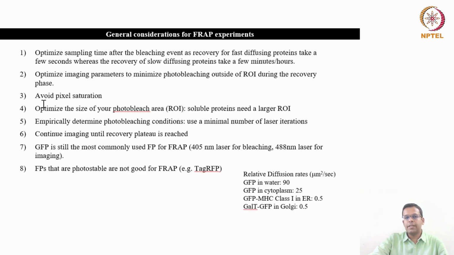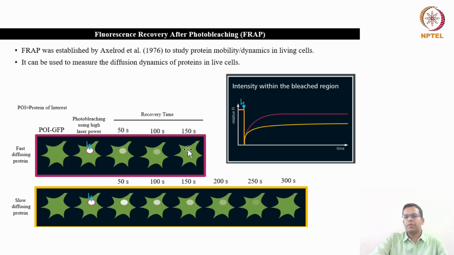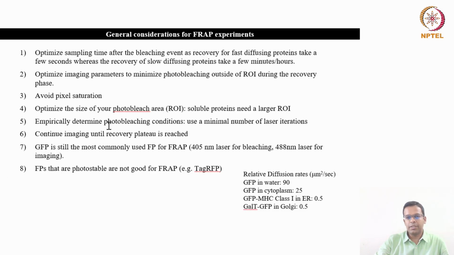Then the third thing is avoid pixel saturation. So this is a quantitative experiment. So you do not want some of the pixels to be saturated with GFP, so they cannot give you the proper quantitative intensity information. So you have to make sure that your camera pixel, or if you are using the confocal, then your pixel should not be oversaturated with the photons, and you should reduce the laser power or the exposure time accordingly, so that the pixel saturation does not take place.